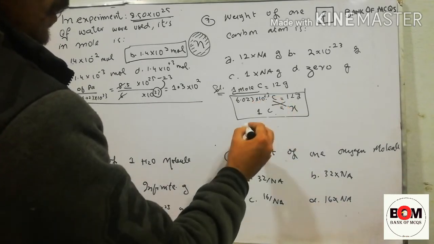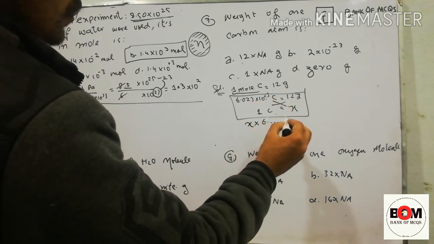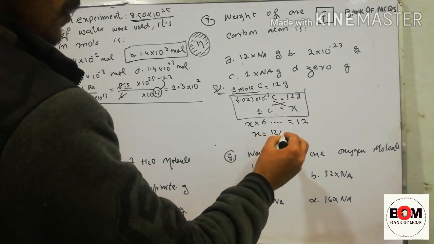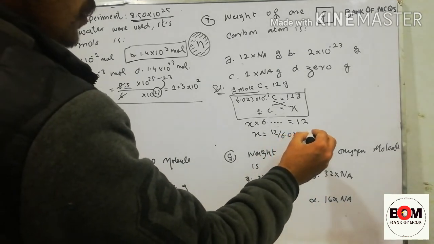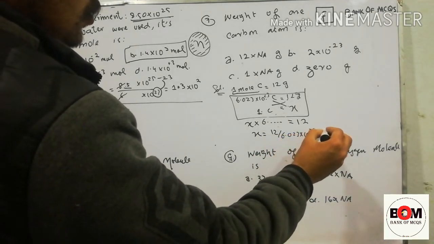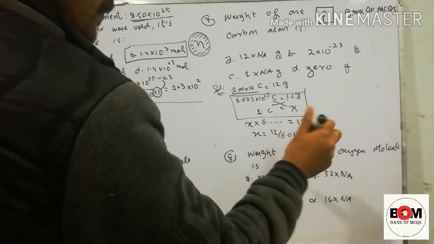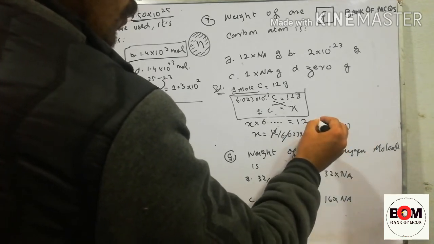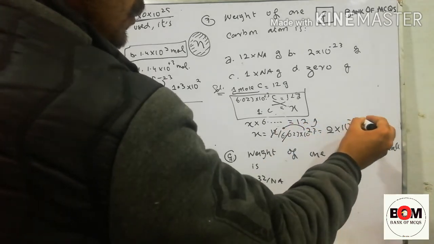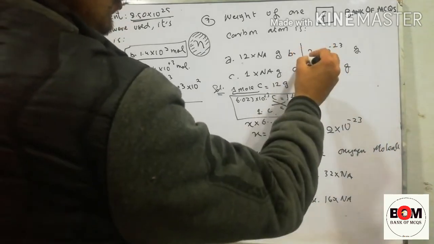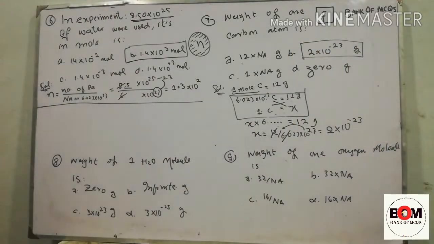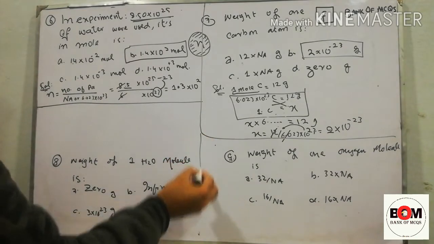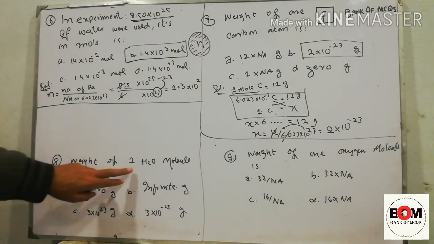So x multiplied by 6.023 multiplied by 10 to the power 23 is equal to 1 multiplied by 12. So x is equal to 12 divided by 6.023 multiplied by 10 to the power 23. This will be equal to 2 multiplied by 10 to the power, it will go upward, so it will become minus 23. So the option is 2 multiplied by 10 to the power minus 23, that is option B. Further, MCQ number 8: the weight of one H2O molecule is.